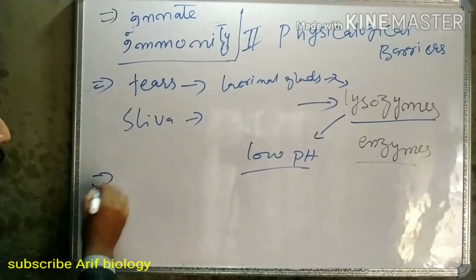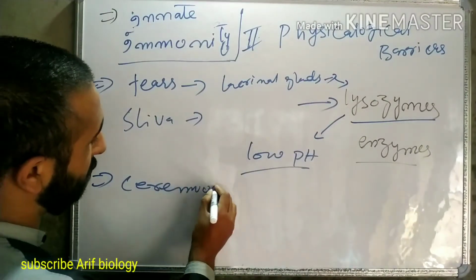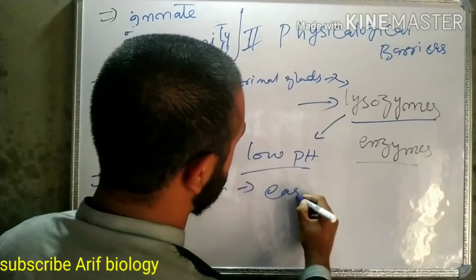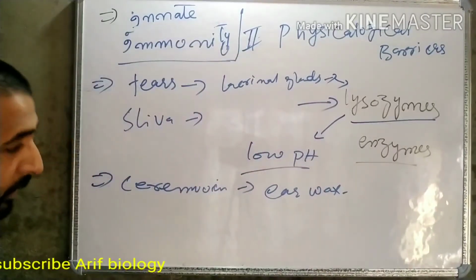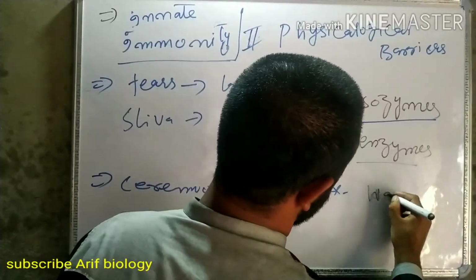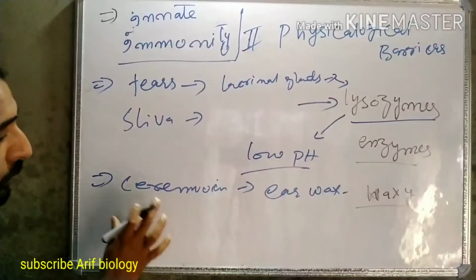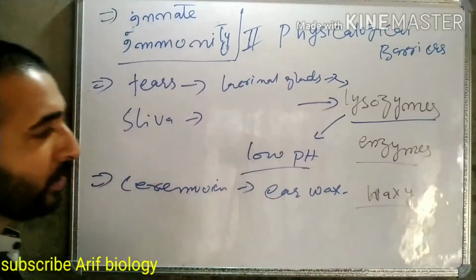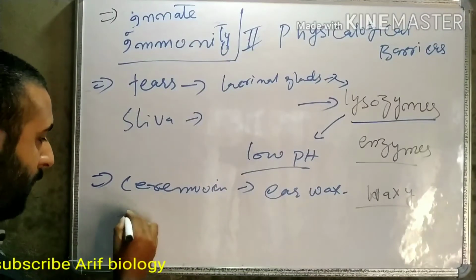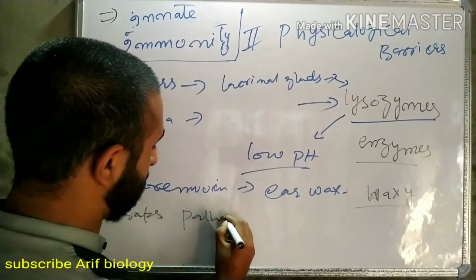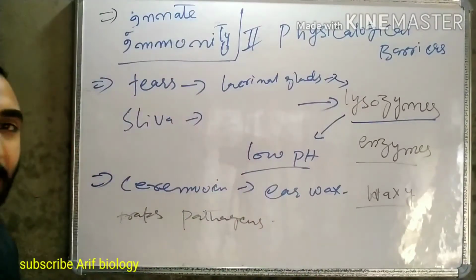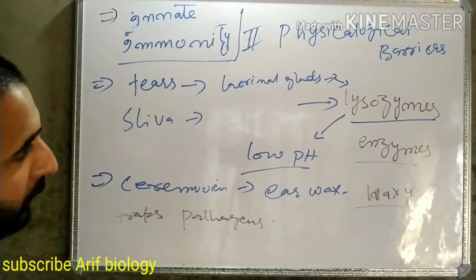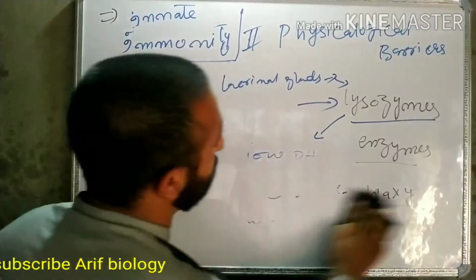We have the next, that's cerumen. Cerumen is what? Cerumen is actually earwax. It's waxy. So what is the function of cerumen? It is present in the ear. It's earwax, that's its waxy type. So it traps the pathogens. ये pathogens को trap करता है and does not allow them to invade inside our body. That is cerumen. Now our body also has, as I already told you, the skin.